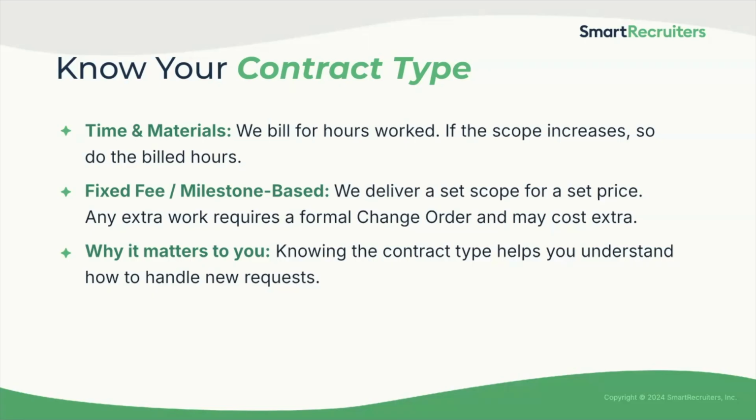Understanding the type of contract is key to how you handle new requests. It's important to understand the main types of contracts. So firstly, time and materials. Here we bill for the hours worked. So if the scope increases, the billed hours simply increase with it. On the other hand, a fixed fee or milestone-based project is different. We're delivering a set scope for a set price. This means that any extra work requires a formal change order and may come with an additional cost. Knowing which one you're on helps you to understand what to say to the client and how to handle any new requests that come your way.